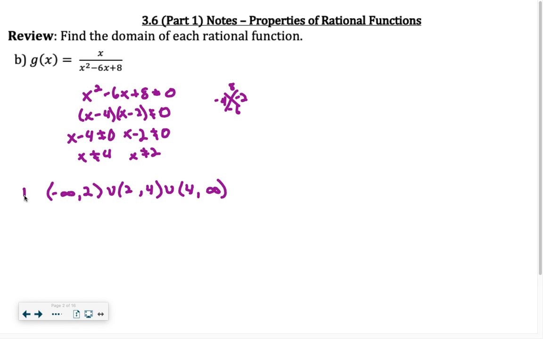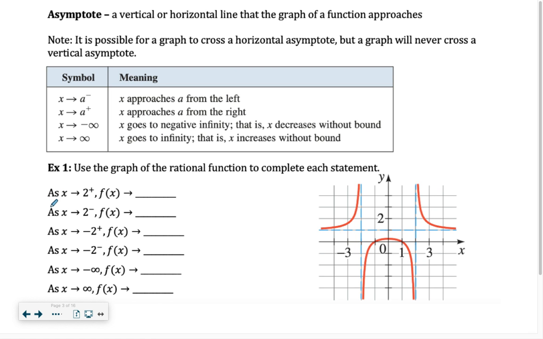Okay, so let's now take a look at some notation for rational functions. All right, first, let's define an asymptote. An asymptote is a vertical or horizontal line that the graph of a function approaches. So I've got an example graph down here. This graph has three asymptotes, one horizontal and two vertical.